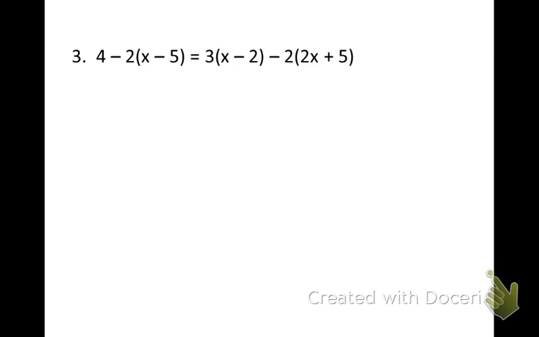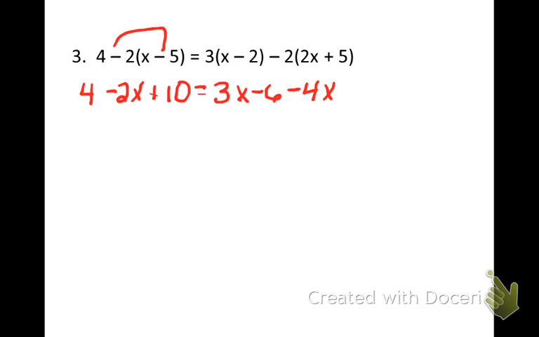Okay, we got one more example. It's just a little bit longer one, and we have to use our good old distributive property here. So be very careful when you're distributing. So I'm going to start by distributing a negative 2. So I get negative 2x, and then negative times negative is positive 10. Distributing here, 3x minus 6. Again, I'm going to distribute a negative 2, so I'm going to get minus 4x. Negative 2 times positive 5 would be minus 10.